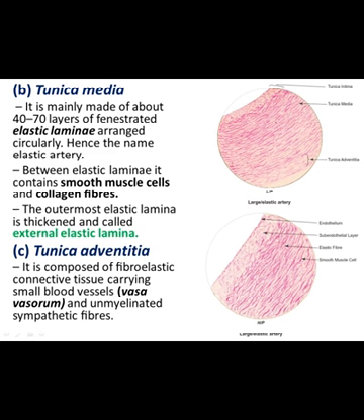Outside the external elastic lamina is tunica adventitia, the outer layer. It is composed of fibroelastic connective tissue and carries small blood vessels which are called vasa vasorum, and it also contains unmyelinated sympathetic nerve fibers.